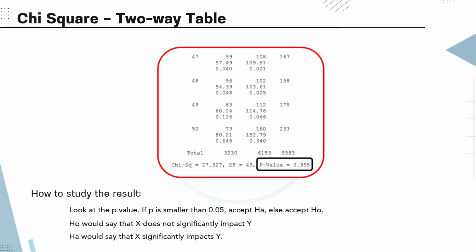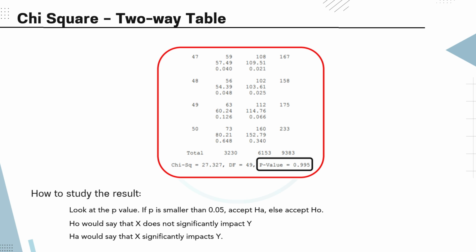How to study the result? We begin by evaluating the p-value. The rule of thumb is, if p is less than 0.05, we reject the null hypothesis, H0, and conclude that x significantly impacts y. If p is greater than or equal to 0.05, we fail to reject H0, meaning x does not significantly impact y. In our case, p equals 0.995, which is much higher than 0.05. This means we accept the null hypothesis, H0. So, there is no significant relationship between the two variables in question.